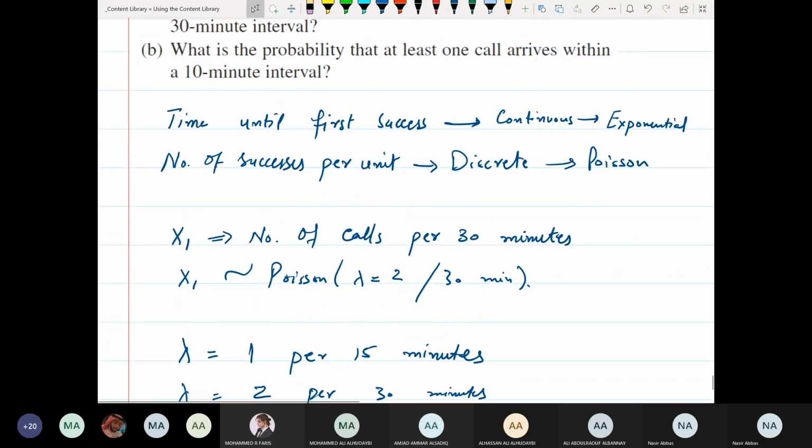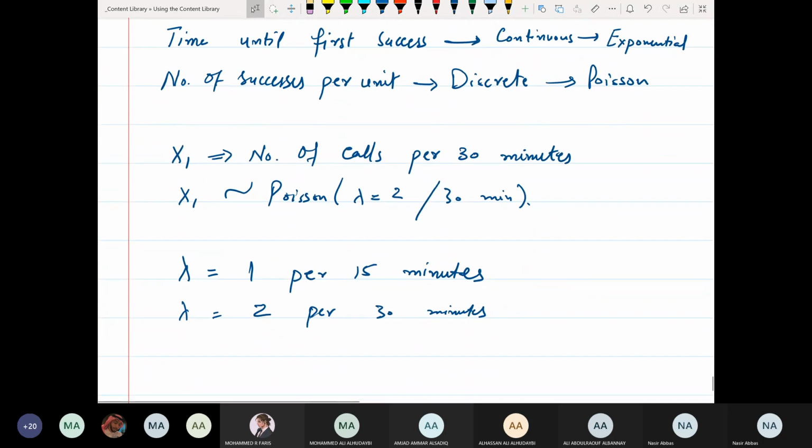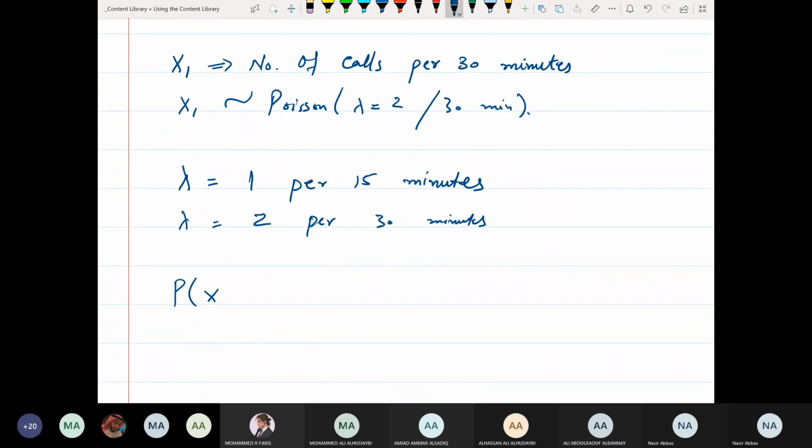So you can simply solve the question. What is the question? Having no call in 30 minutes. So probability of x1 equals 0. You just plug in x equals 0 inside the function: e to the power minus lambda, lambda to the power x over x factorial. So this is e to the power minus 2.